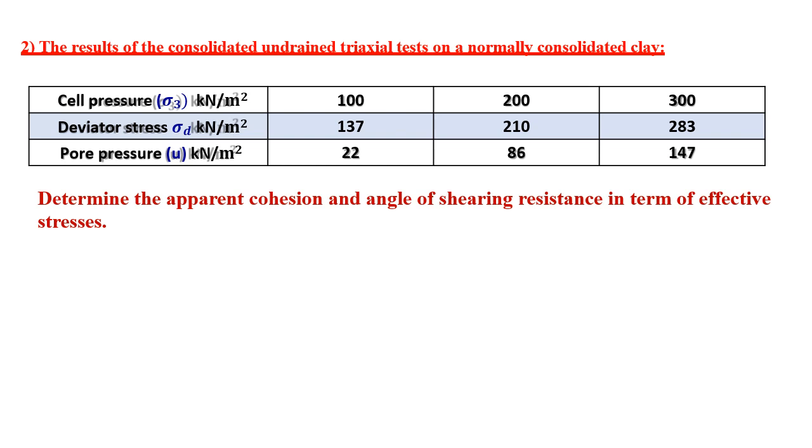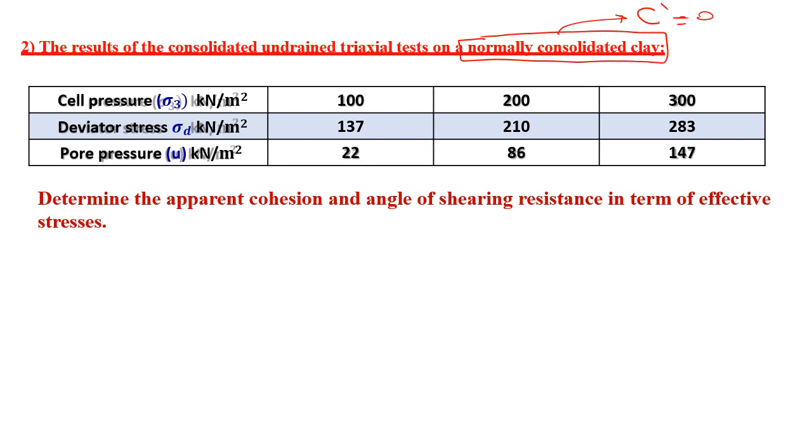That's all. Now we have to deal with our solved example, and it's about the consolidated-undrained triaxial test. The consolidated-undrained triaxial test was the second type in my description in the last slide. It was done on a normally consolidated clay. So as a matter of fact, you must know that for the normally consolidated clay, it's well known that the value of effective cohesion, or c dash, which is cohesion in terms of effective stresses, is equal to 0.